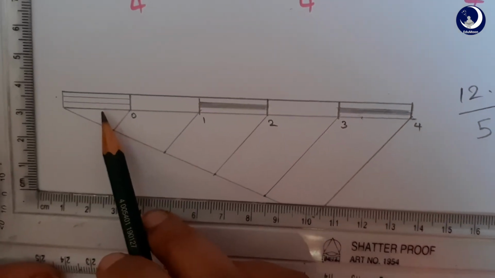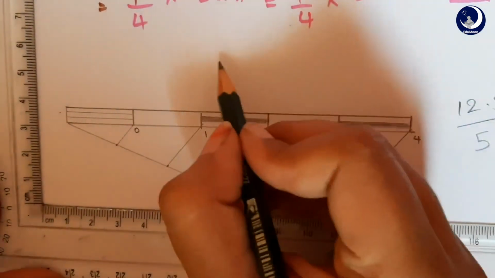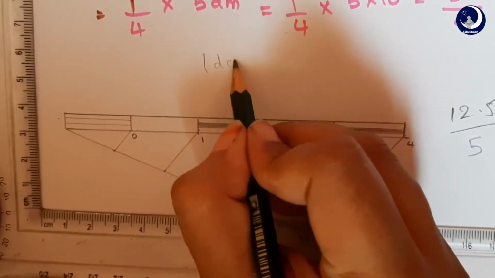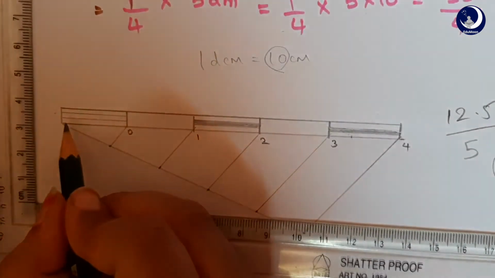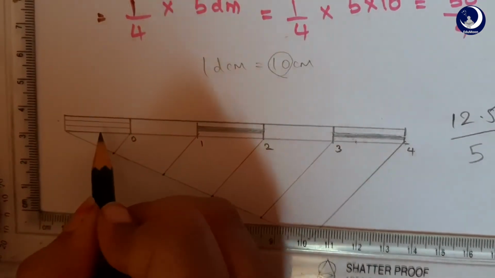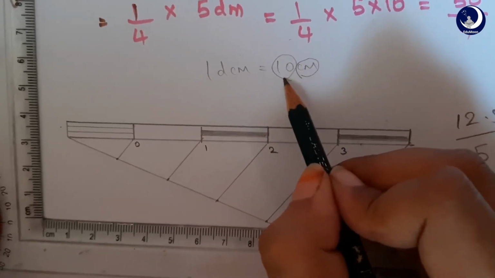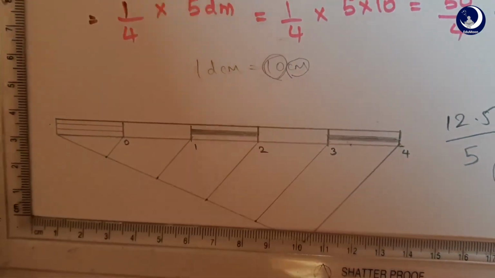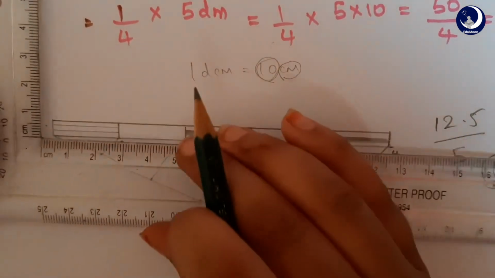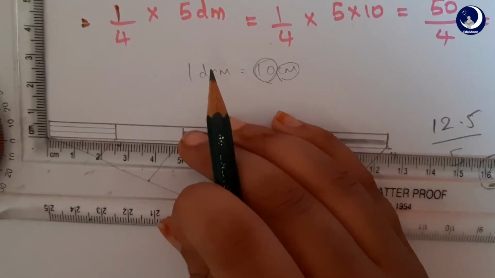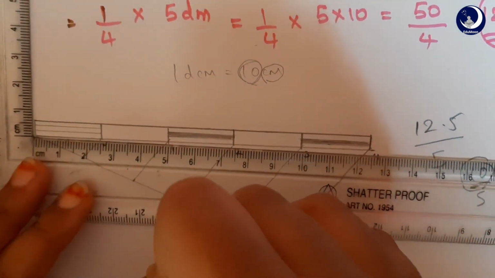Now the first part is divided further. So that is, our conversion was 1 decimeter is equal to 10 centimeters. That is 10 parts. So we have to divide this first part into 10 parts, because the smallest unit here is centimeters, and that is 10. So 10 parts. So now we have to divide this line, which measures something around 2.5, into 10 equal parts.